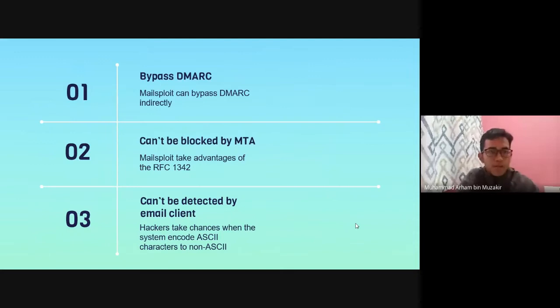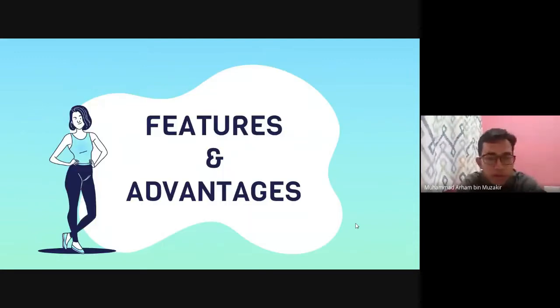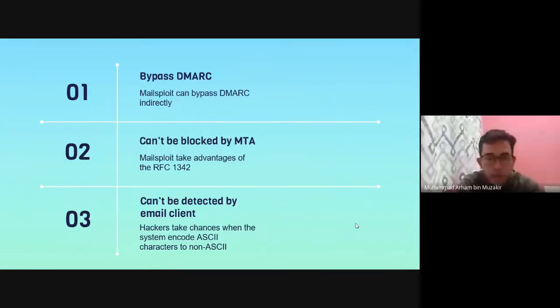My name is Muhammad Arham. I'll mention the features and advantages of MailSploit. Okay, next slide. First, as just explained by Nadia, the exploit can bypass DMARC indirectly. It can be blocked by the MTA and it also can be detected by the email client.